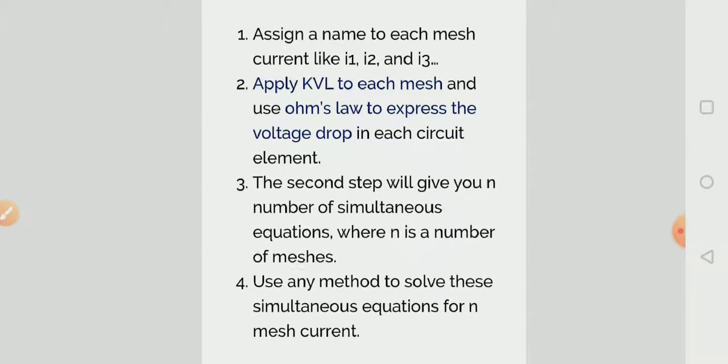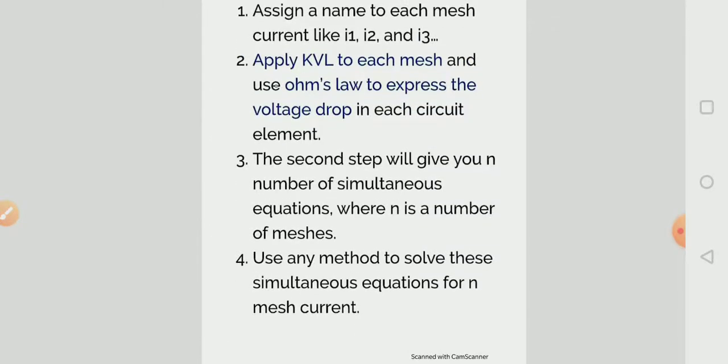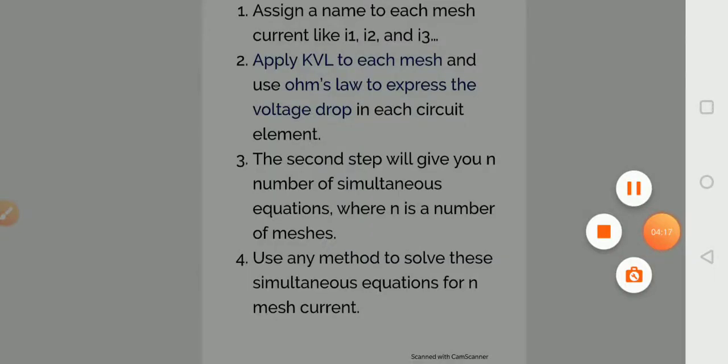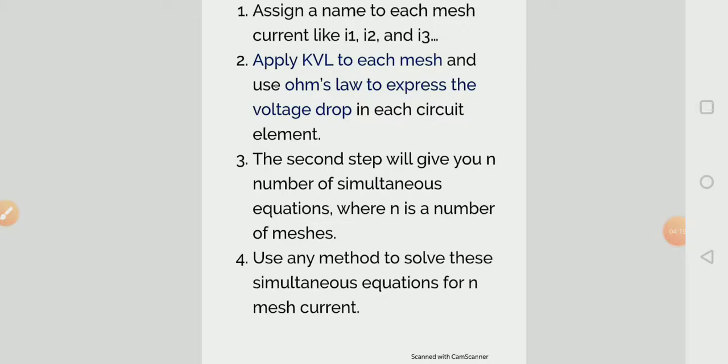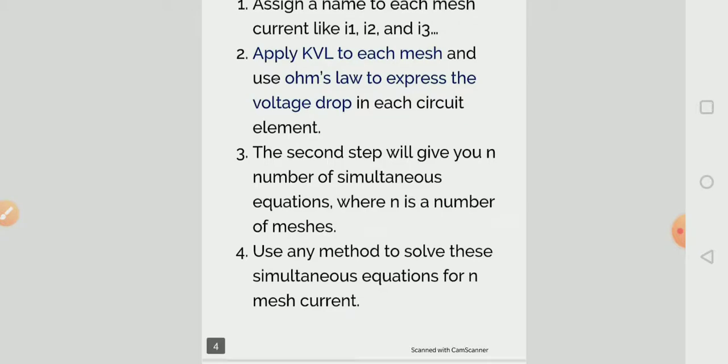Third step. The second step will give you n number of simultaneous equations where n is the number of meshes. In the third step, we apply KVL around the mesh. Through these equations, we have to find out the unknown current.